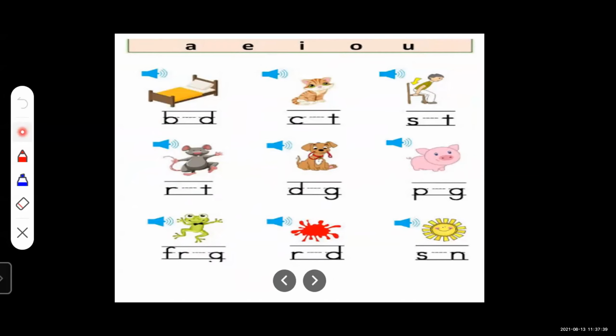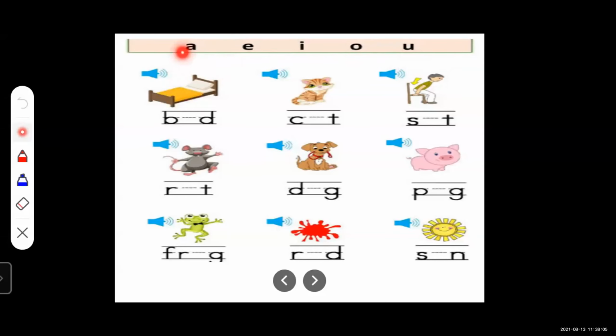Okay, so today we learnt about vowels and sounds: how to use sound, how to pronounce sound, and which sound we use in different words. Here five vowels are also given.